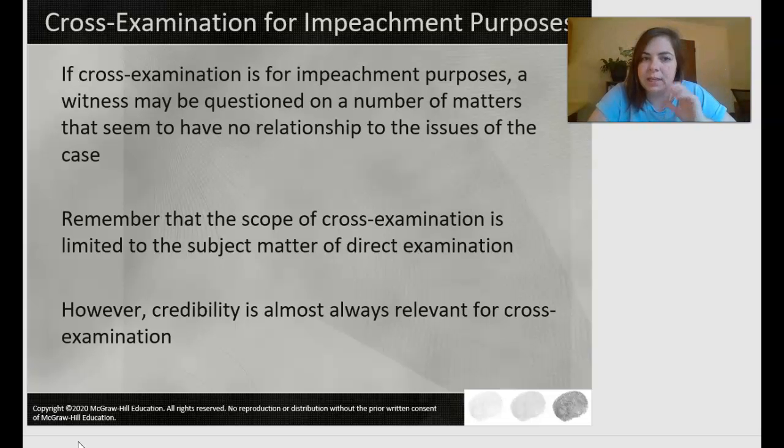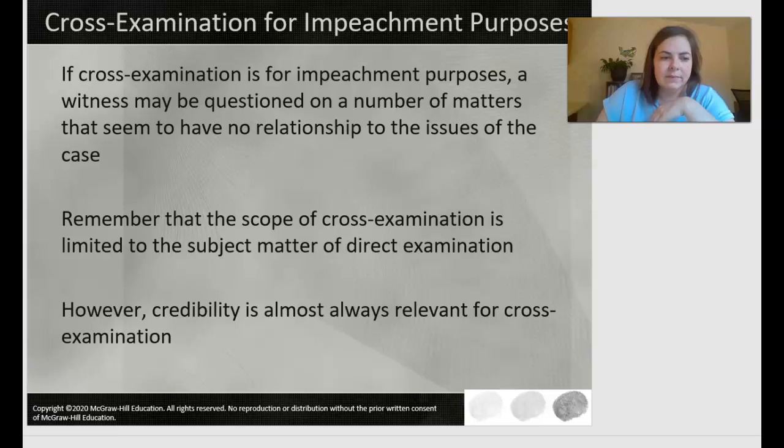cross-examination, if you're crossing a witness and your primary goal is to impeach that witness, you can question that witness on a variety of topics that may seem unrelated to the issues of the case. Generally, cross-examination is only about the scope of the direct examination, but credibility is almost always considered relevant for cross-examination.